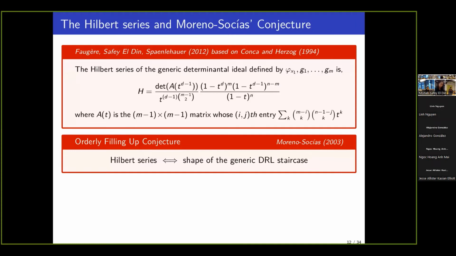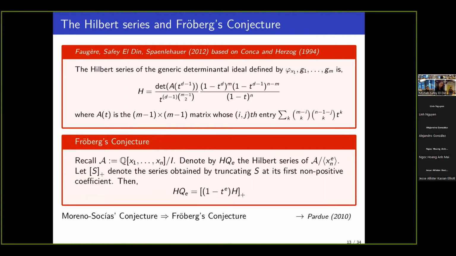And as we saw from that last example, clearly, if you know what the staircase looks like, you can easily find the Hilbert series. But the conjecture is that this is actually a one-to-one phenomenon, and so knowing the Hilbert series is enough to reconstruct the staircase. But our results rely on a weaker conjecture, weaker in the sense that in 2010, Pardue showed that Moreno-Socías' conjecture implies Fröberg's.